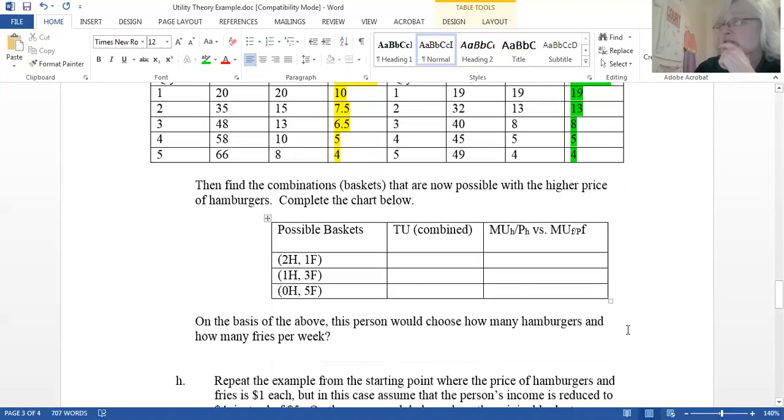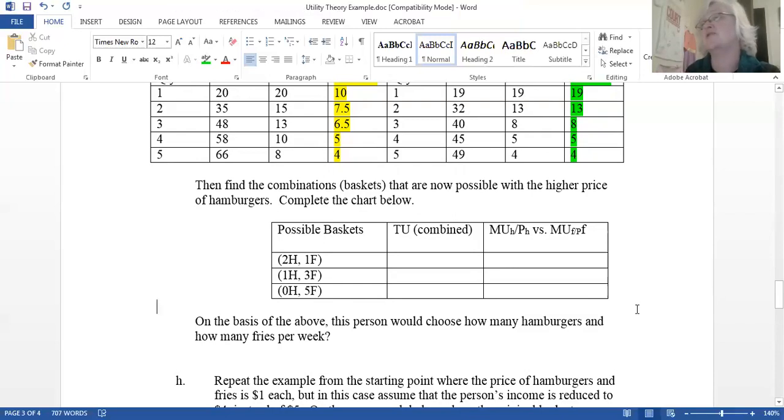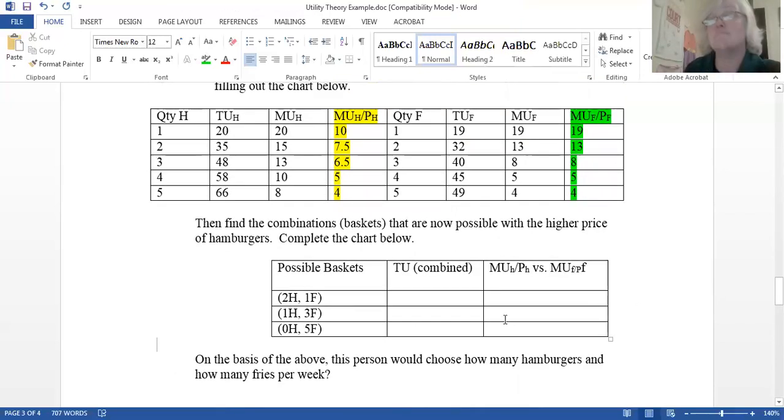Based on that new budget constraint, there were only 3 possibilities of whole numbers of hamburgers and French fries that I can afford, not counting that 2.5 hamburgers, right? And so let's figure out what the total utility is. First do the total utility maximization approach, adding the combined utilities, and then we'll do the marginal utility per dollar approach again, okay?